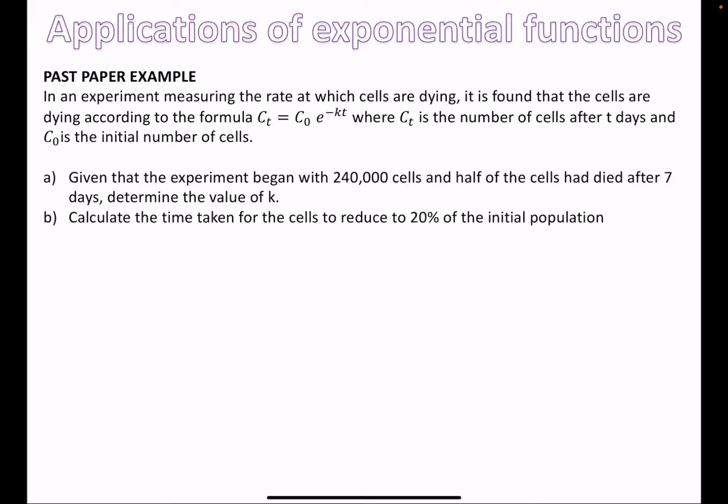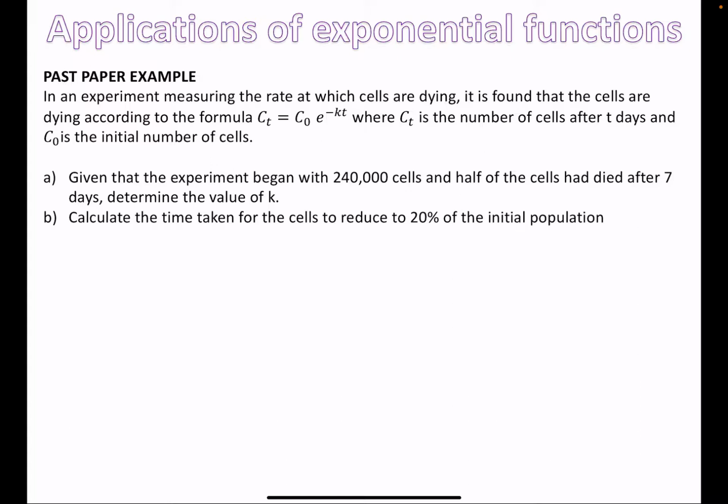So this is cells dying. It might be population increase. It might be a case of money. There's lots of different examples that you can use this in, but here we have an experiment measuring the rate at which cells are dying. It is found that the cells are dying according to this formula, right? It looks complicated, but it's not too bad.